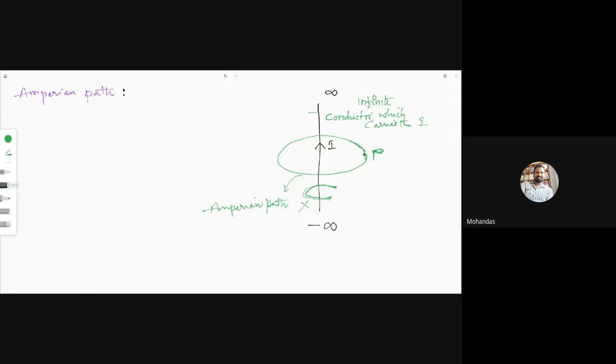Suppose the conductor is in this shape. The conductor is a rectangular type of conductor, let us say.